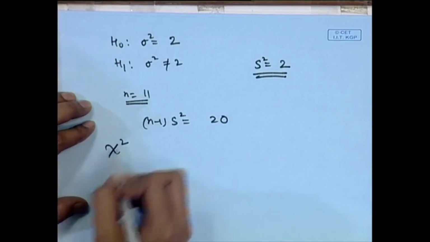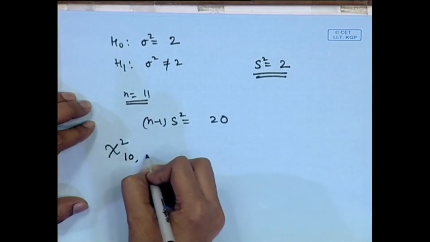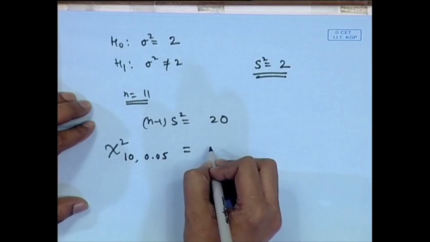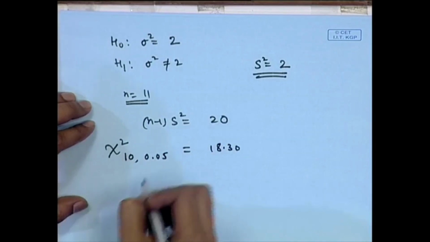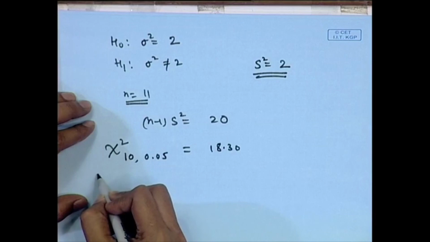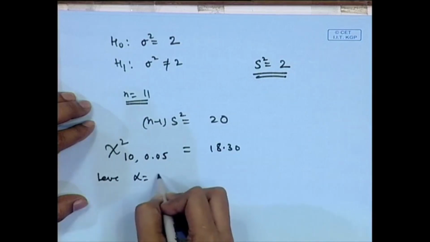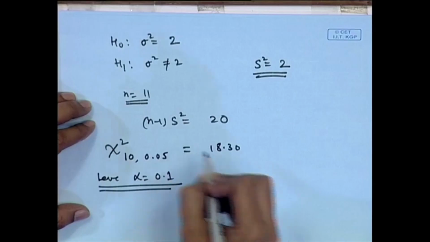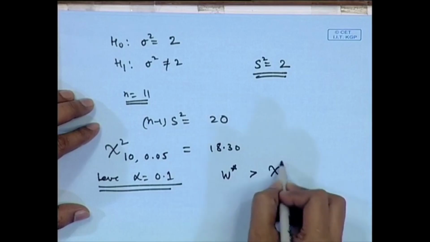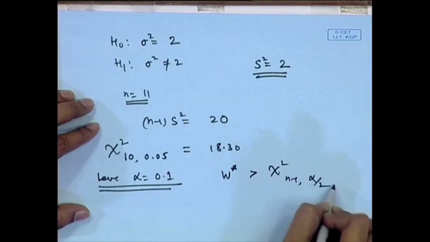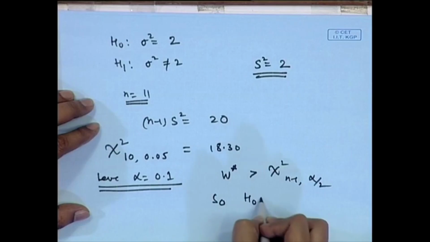Now, you look at the chi square value on 10 degrees of freedom at 0.05. This value, chi square 10 at 0.05, is equal to 18.30. So, here if I am considering level alpha is equal to 0.1, then you are seeing that your W star is greater than chi square (n minus 1) at alpha by 2. So, H0 is rejected.